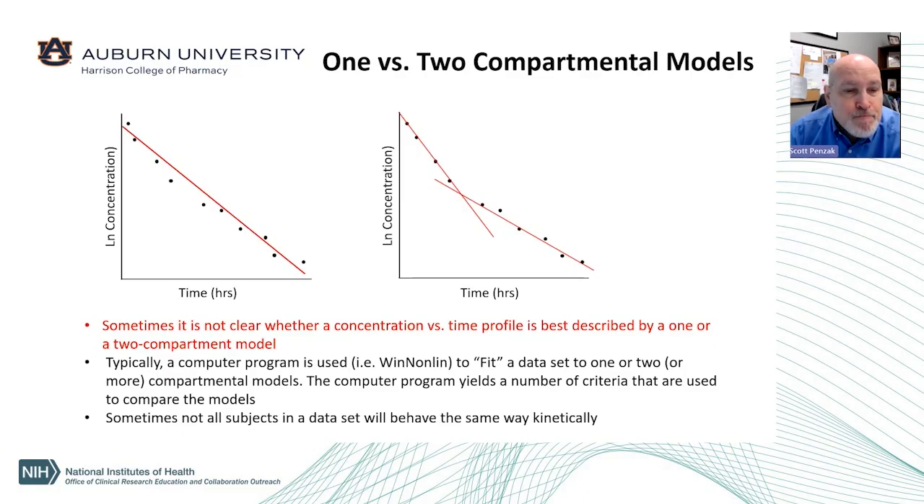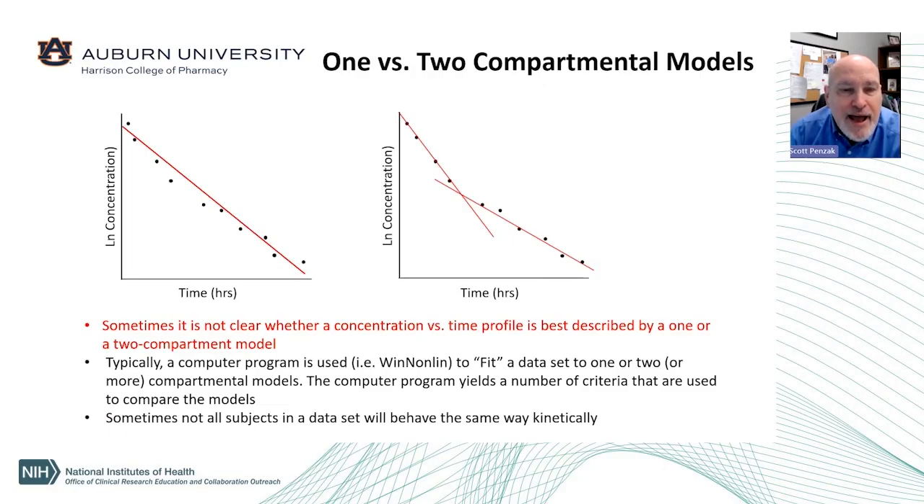So one thing that's challenging is sometimes not all subjects in a data set will behave the same way kinetically. And that can be challenging to find out if you have an outlier. Sometimes they're messing up the data, but that's something that is a little too complicated to go into in a lot of detail right now, other than to say it's important to be aware that not every patient, or in this case, probably healthy volunteer, reads the textbook, as I've often heard said.